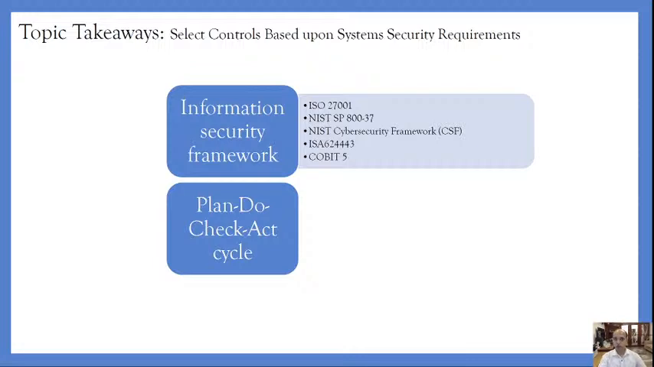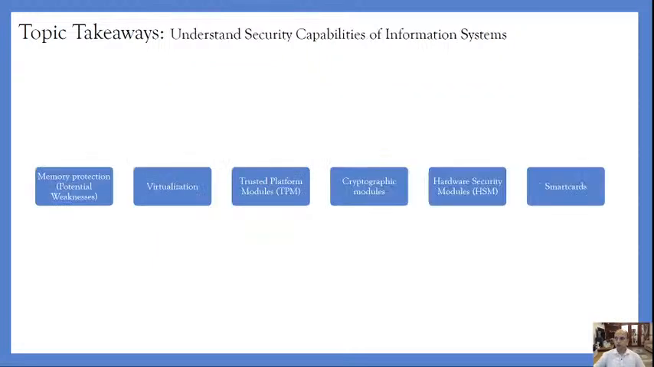But you also need to understand the life cycle of plan, do, check, and act. Whenever you are planning to implement any particular control, you select that control, check that control, then finally act on that control. So you need to understand the whole plan, do, check, and act cycle. The next topic is understand security capabilities of information systems.